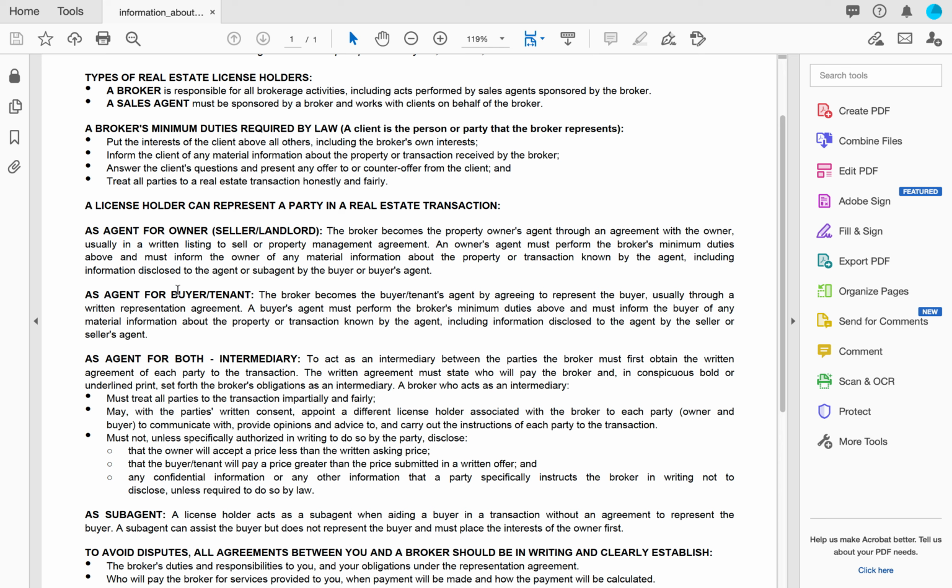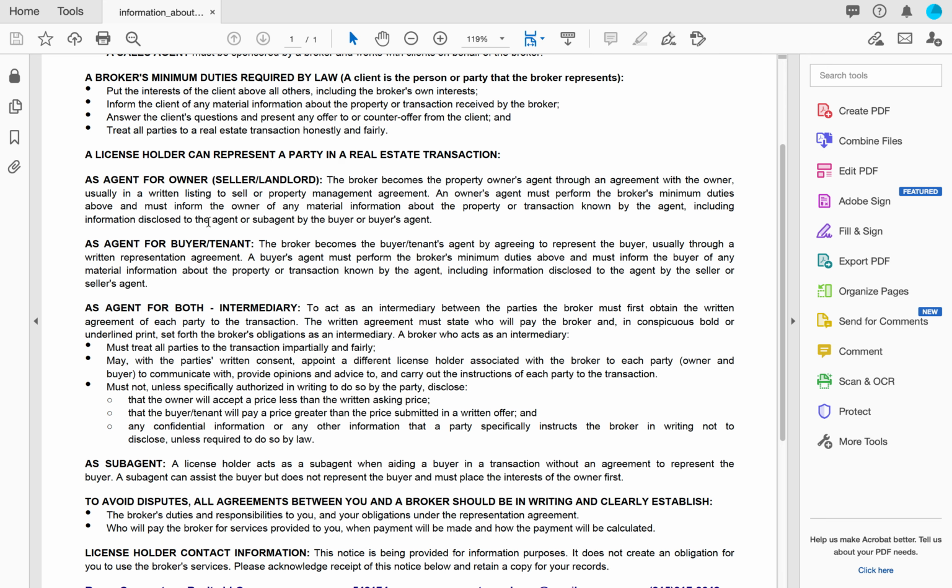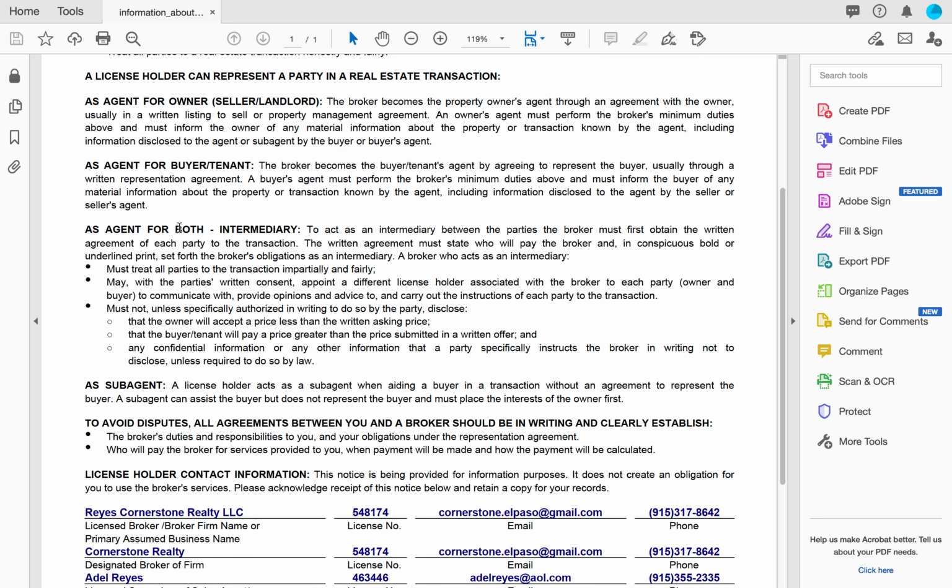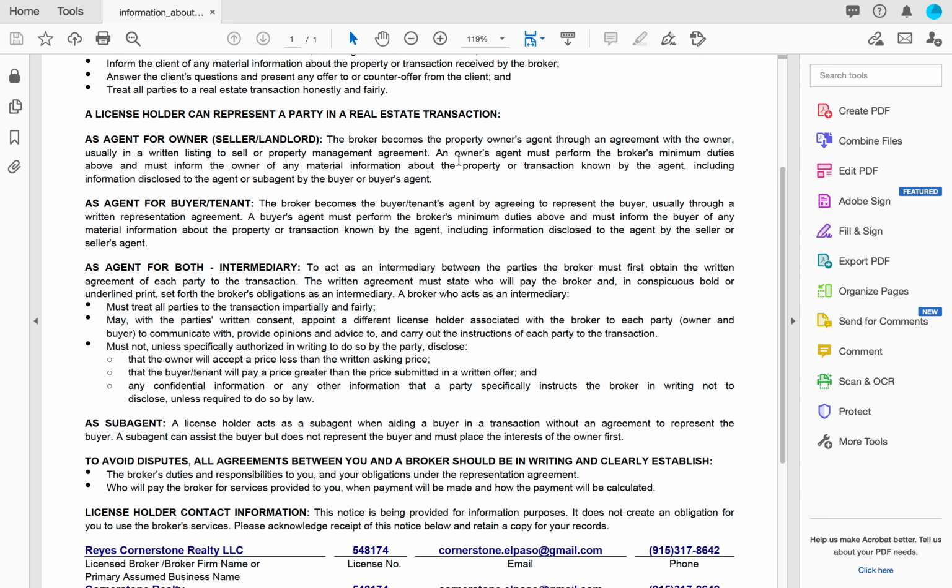Okay? Now, if you are the agent for the owner, meaning you are selling, these are the things that you do and you explain to them. And if you are an agent for the buyer, this is what you do and what you explain to them as well. If you are an agent for both, then go in depth and explain all of these. So, reading it real quick, the broker becomes the property owner's agent through an agreement with the owner, usually in a written listing to sell or property management agreement.